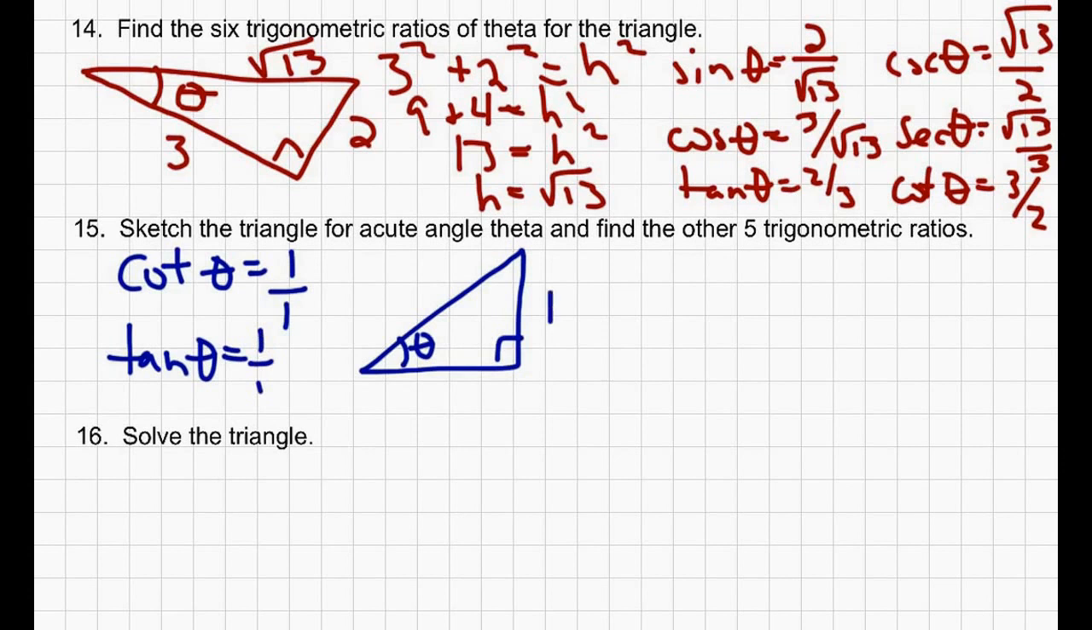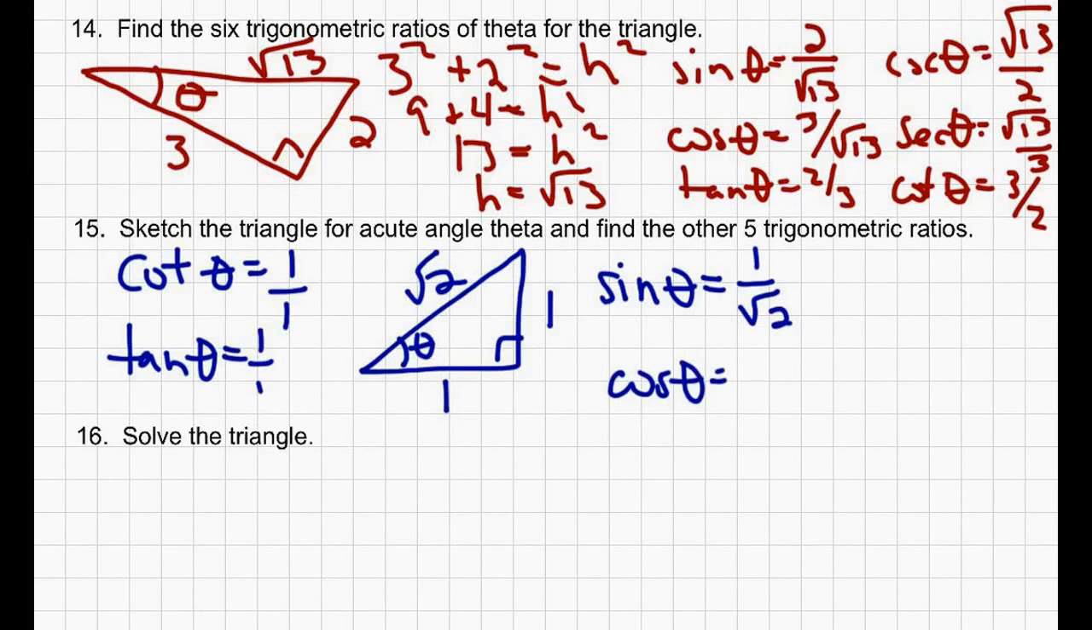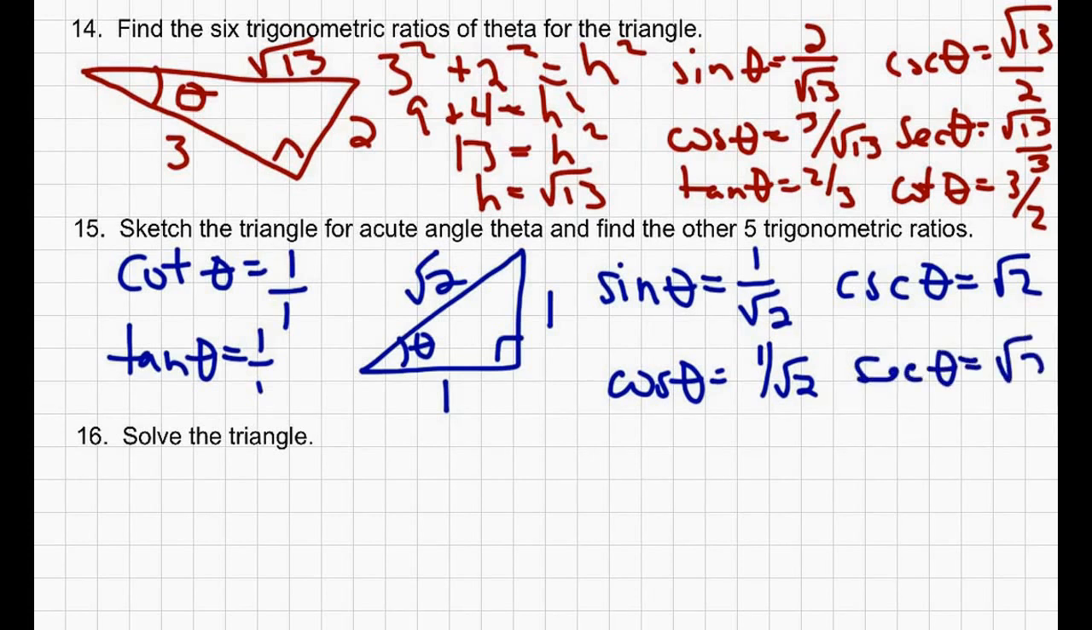Well, what's tangent? Opposite over adjacent. So what does the hypotenuse have to be? Square root of 2. So now the other 4 trig ratios that I'm missing are the sine of theta, which is 1 over the square root of 2, and the cosine of theta is also 1 over the square root of 2. So the cosecant of theta must be the square root of 2 over 1, and the secant of theta must also be the square root of 2 over 1.